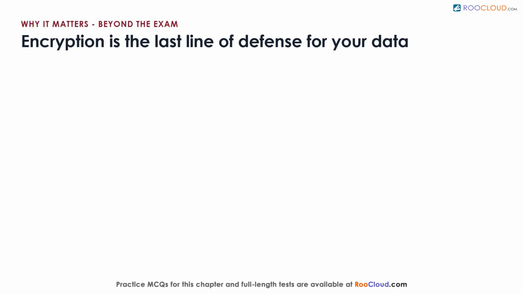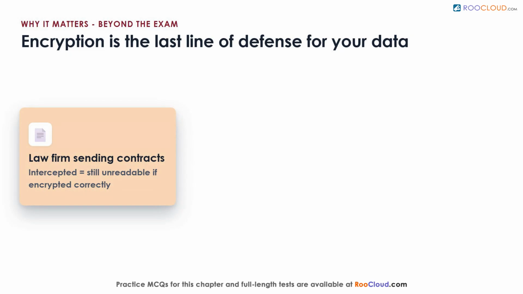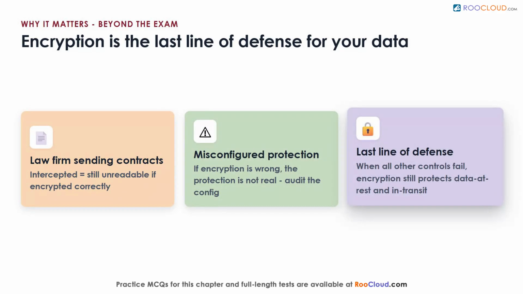Why does this matter beyond the exam? Because encryption is the last line of defense for your data. Picture a law firm sending confidential contracts over the internet. If those messages are intercepted, encryption is what keeps them unreadable. But here's the catch. Misconfigure it, and the protection you think you have isn't real. So as an auditor, you check the scheme is sound and the keys are protected. Let's start with the basics.